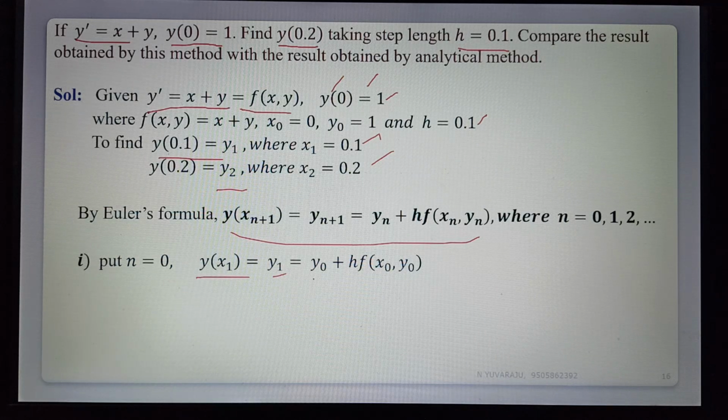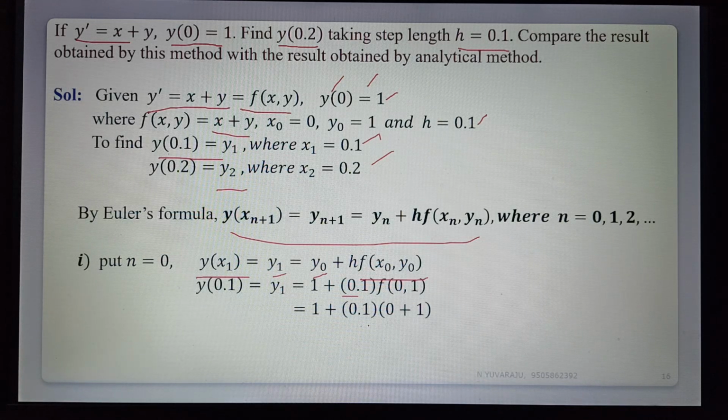So using the Euler's formula, first substituting n is equal to 0, y of x1 is equal to y1 is equal to y0 plus h into f of x0 comma y0. So that is y of 0.1 is equal to y1 is equal to y0, which is 1, plus h, step length 0.1, into f of x0 comma y0, that is f of 0 comma 1. The function is x plus y, so 0 plus 1. That is 1 plus 0.1 into 0 plus 1, that is equal to, simplification, 1.1. This is the first value. y of 0.1 is equal to y1 is equal to 1.1.